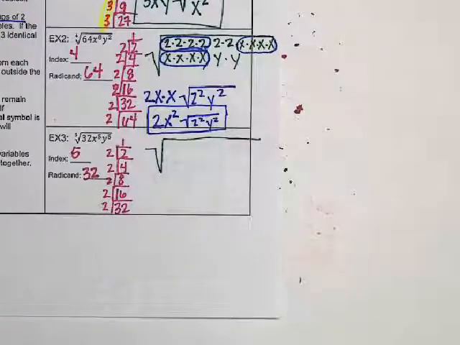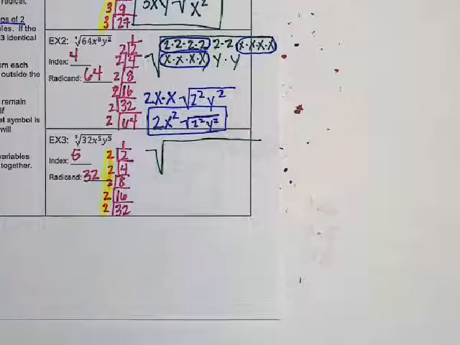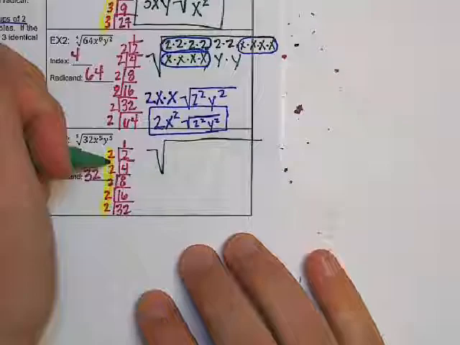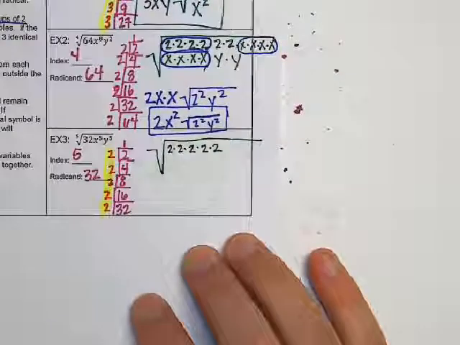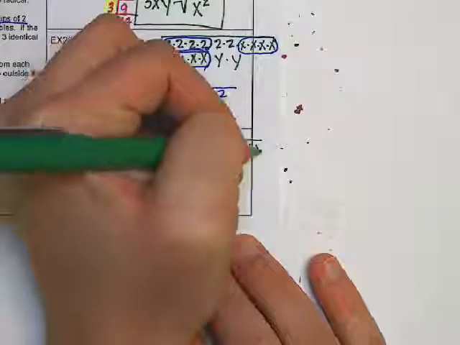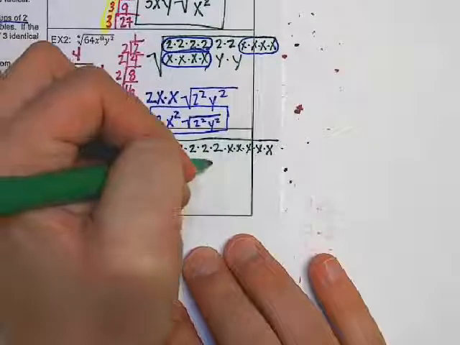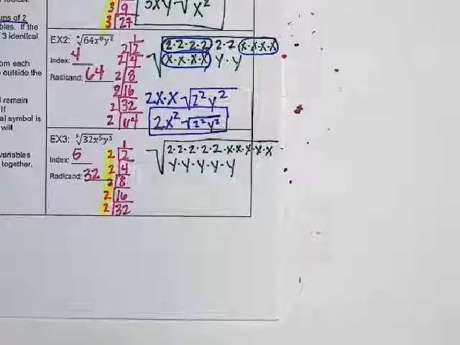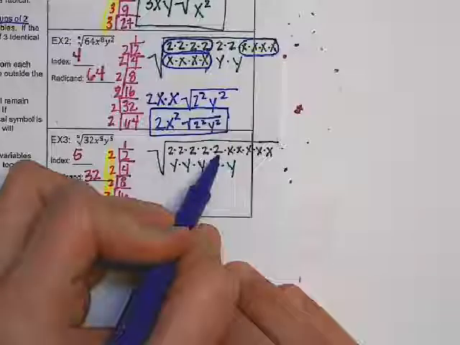Okay. All these 2's right here are going to go under the house. And then we'll group them. So I have 1, 2, 3, 4, 5 2's. How many x's? 5. And how many y's? 5. Okay, and what are we looking for? Groups of 5. Okay, how many 2's do I have? 5.